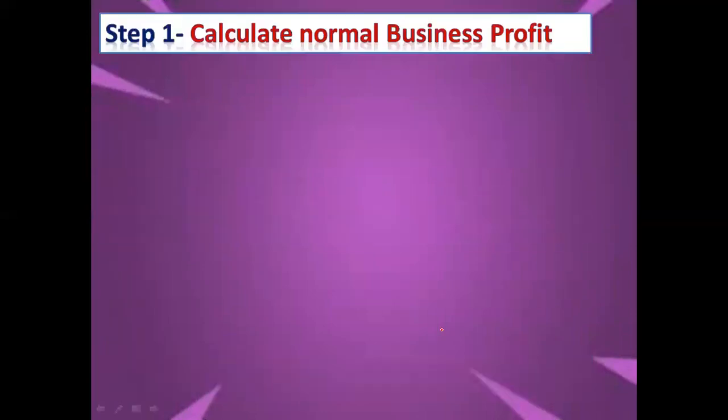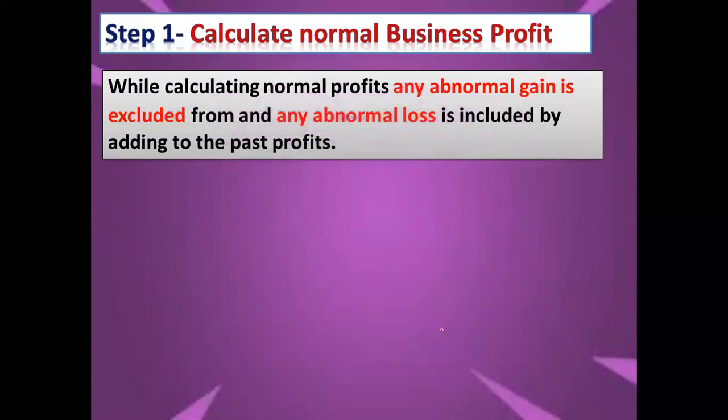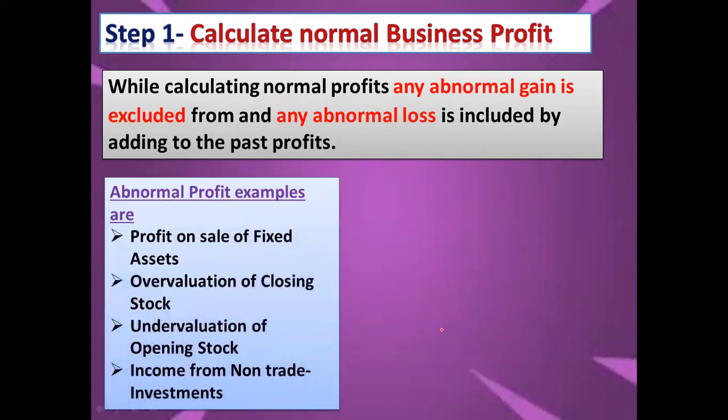The very first step is to calculate normal business profit. So how will this step be performed? While calculating normal profit, any abnormal gain is excluded or any abnormal loss is included by adding it to the past profit. This we have already discussed. But what do we mean by abnormal profit and abnormal losses? Take an example of abnormal profit. While preparing the profit and loss account, we include items like profit on sale of fixed asset on the credit side, overvaluation of closing stock. If closing stock is overvalued, it is an abnormal gain.